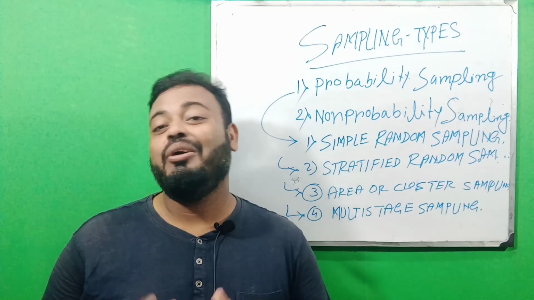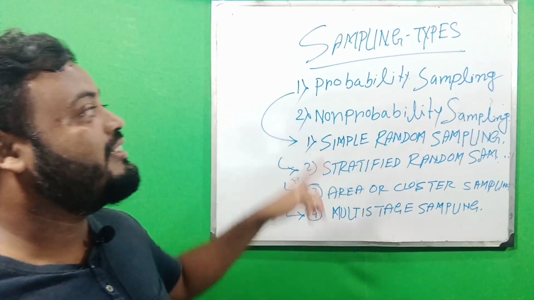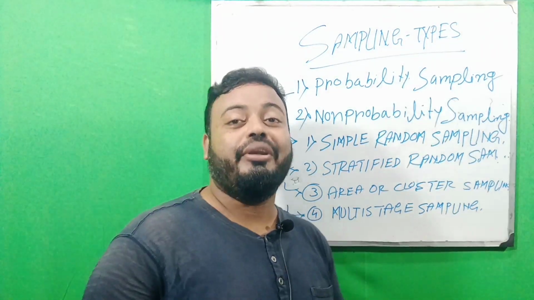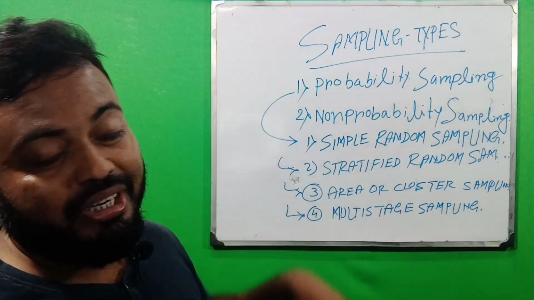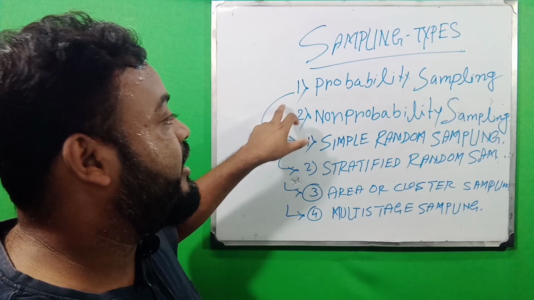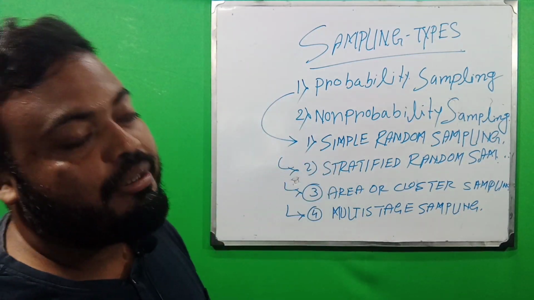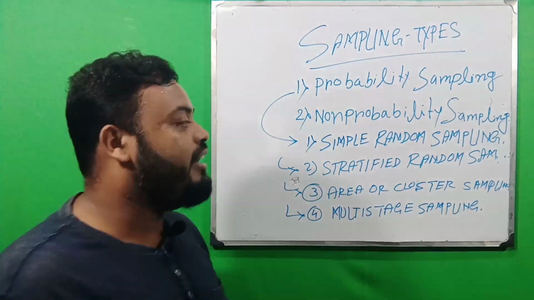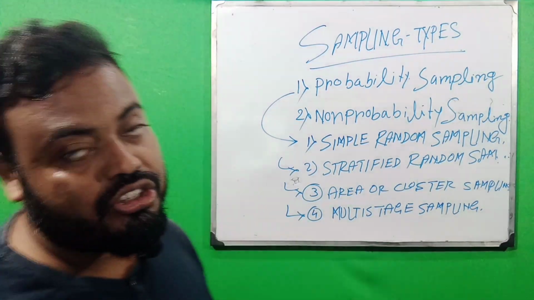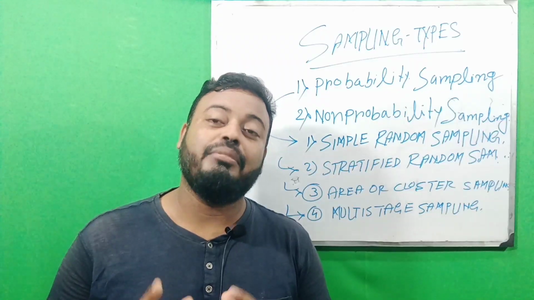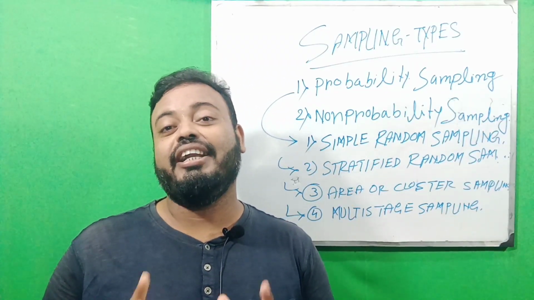So today we have learned about sampling types, specifically probability sampling. We disclosed only probability sampling: simple random sampling, stratified random sampling, area or cluster sampling, and multi-stage sampling. Non-probability sampling will be covered next time.